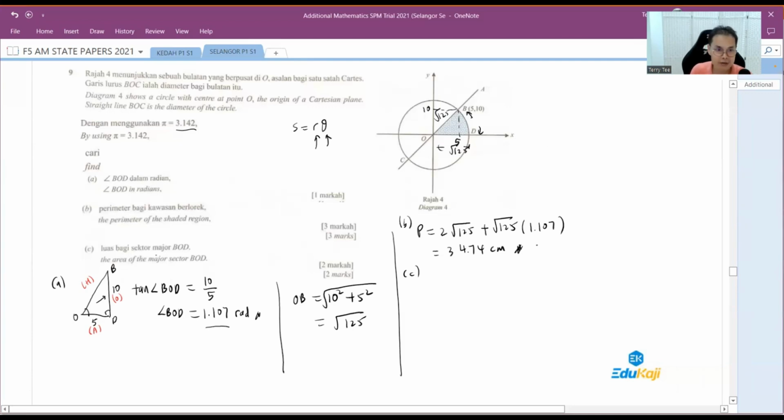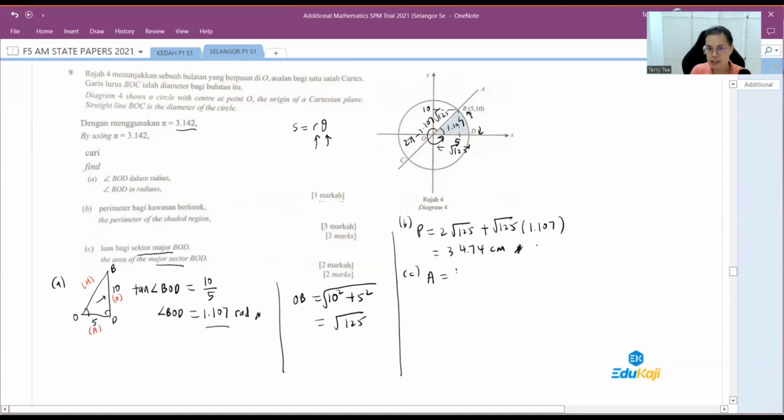Be careful. They use the word major sector. Major means the bigger sector, not the minor sector. Major sector BOD, the bigger one. Now we know this is 1.107. When you take one whole turn, in degrees the total angle is 360. In radians it is 2 pi. So to find the bigger major angle, if you like, we need to do 2 pi minus 1.107.